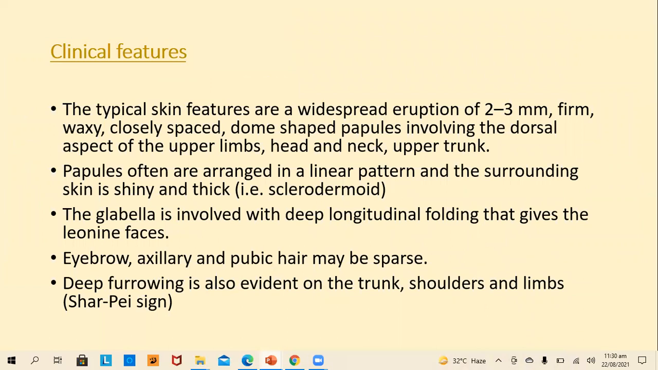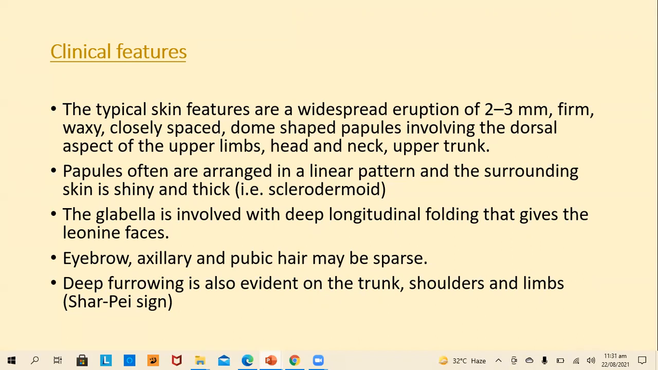Clinical features. The typical skin features are widespread eruption of 2 to 3 millimeter, firm, waxy, closely spaced, dome-shaped papules involving the dorsal aspects of upper limb, head and neck, and upper trunk. The papules are often arranged in linear pattern, and the surrounding skin is shiny and thick, that is sclerodermoid. Glabella is involved with deep longitudinal folding that gives the leonine facies.